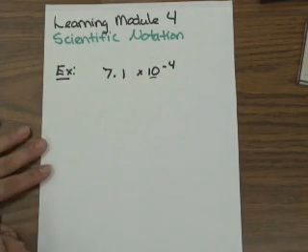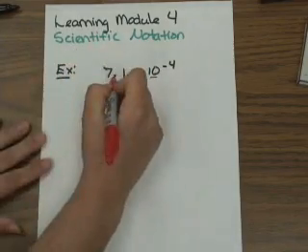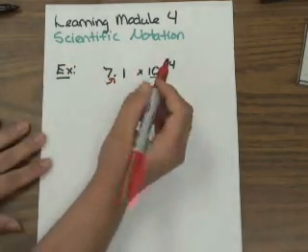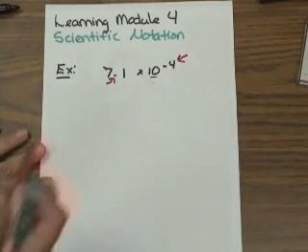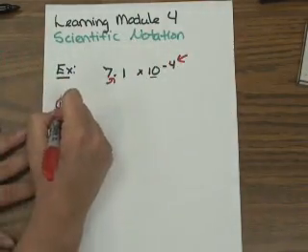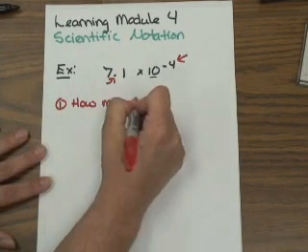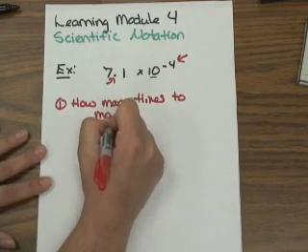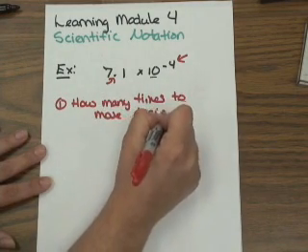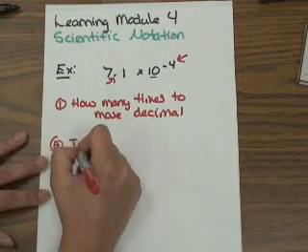Now what's going to happen here is we're going to first look at where the decimal is currently placed. And secondly, we need to look at the exponent. This exponent is going to tell us two things. One, how many times we're going to move the decimal. And secondly, it's going to tell us in which direction to move the decimal.